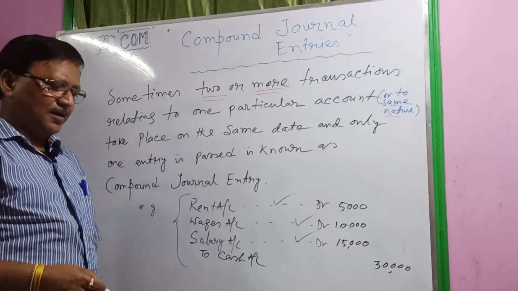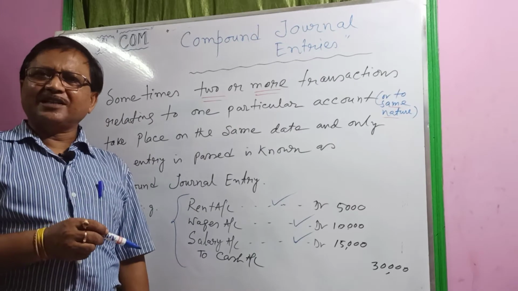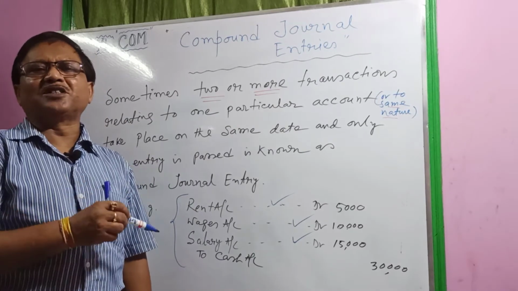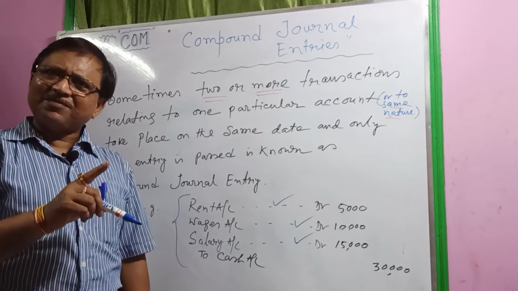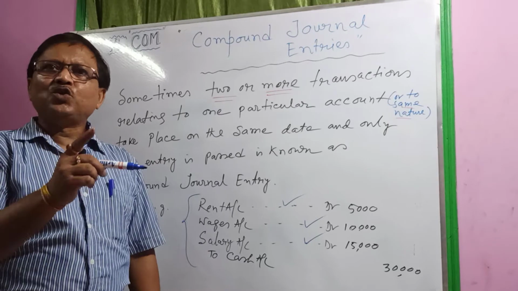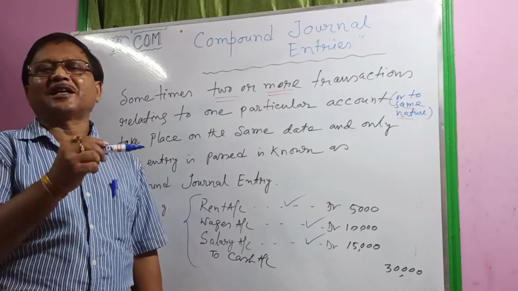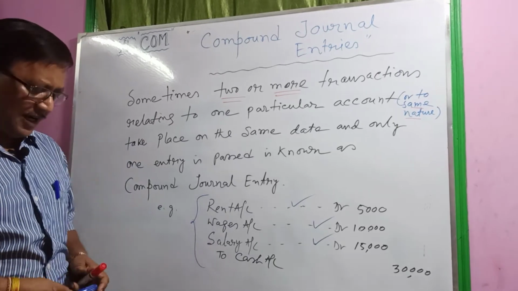Now another example: purchase of goods for cash rupees 20,000 and on credit rupees 30,000. Two transactions at a time, but you record purchase account debit to cash and to creditors account. That is the mixed journal entry or compound journal entry.